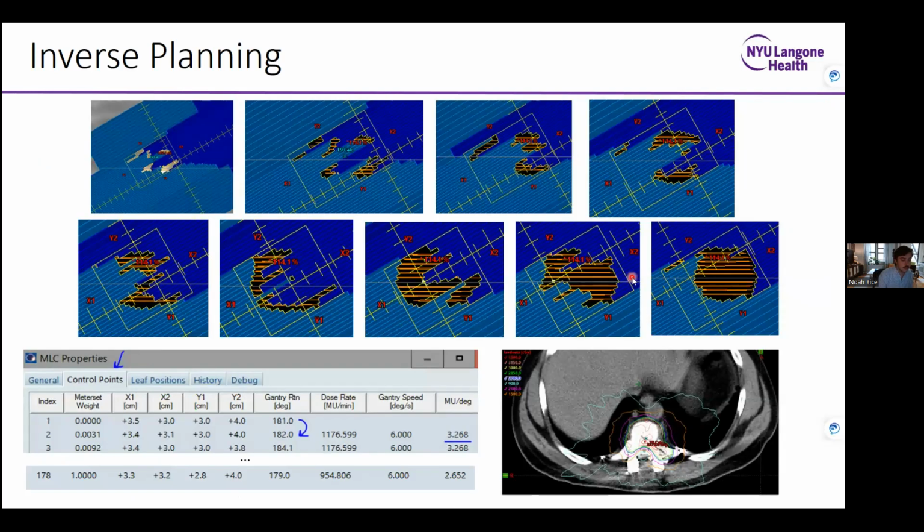So what's actually happening when we deliver a VMAT plan, if you look within the treatment planning system, is that the arc is specified in terms of control points. There are positions over the duration of the arc at which the MLC leaf positions are specified and the dose per gantry angle are specified. And those are called control points.